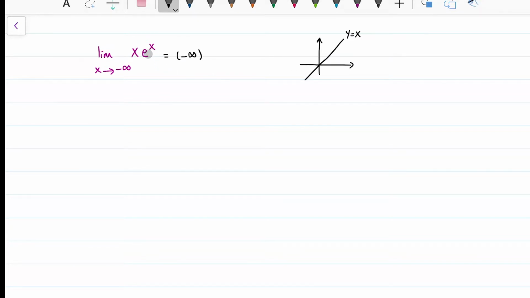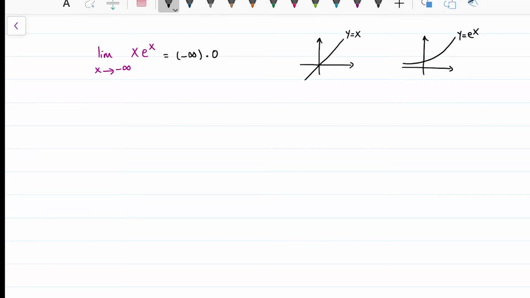How about e to the x? Let me graph e to the x. So this is y equals e to the x. And as x goes to negative infinity, as you see, the function goes to 0. So I get a 0 times negative infinity. That's an indeterminate form.